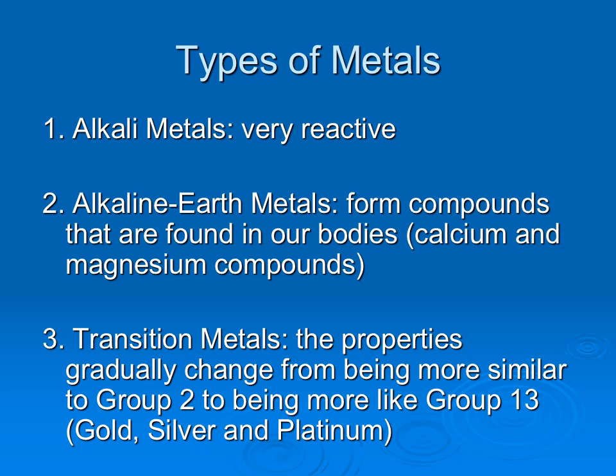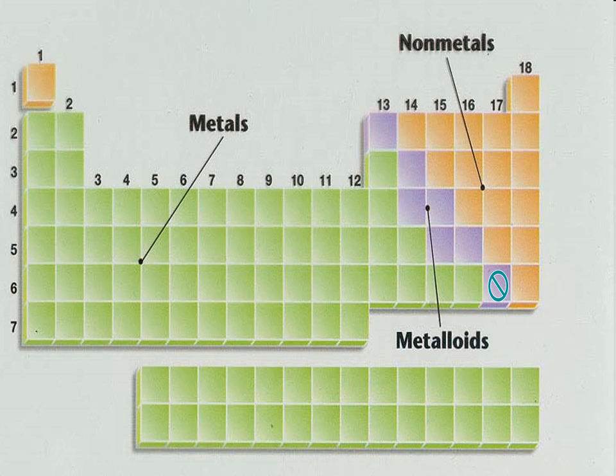So, the different metals in the grocery store. Alkali metals. These are very reactive. These are in group 1 of the periodic table. Alkali earth metals. They form compounds that are found in our bodies. Calcium and magnesium compounds. And then we have transition metals. These properties gradually change from being more similar to group 2 to being more like group 13. So these are the ones that go from 3 through 12 that are in that lower part of the periodic table. Okay, so look at that lower part, 3 through 12. Those are all transition metals.